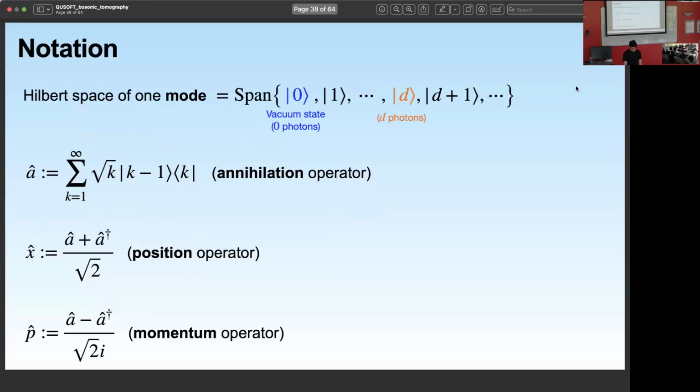I already defined the Hilbert space of one mode, spanned by the Fock states. Then we can also define the annihilation operator. It takes a state with k photons and sends it to a state with k minus 1 photons. From this, we can define the position and the momentum operators. They are observables. In the lab we can measure them by measuring the amplitudes of the electromagnetic field of the radiation, and they are experimentally feasible to measure via the so-called homodyne detection.